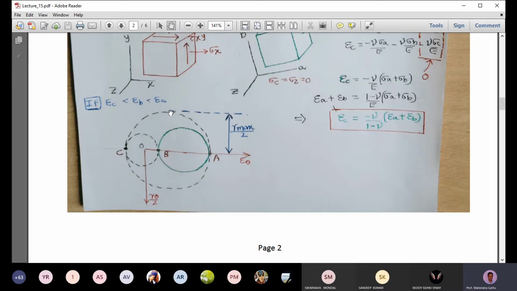So that larger circle is obtained for the out of plane rotation. So the maximum shear strain we are getting is equal to the diameter here. So it will be AC, that will be the maximum shear strain. So it will be epsilon A minus epsilon C. So it will be 1 plus nu by 1 minus nu times epsilon A by 1 minus nu plus nu times epsilon B by 1 minus nu. So that will be the maximum shear strain.